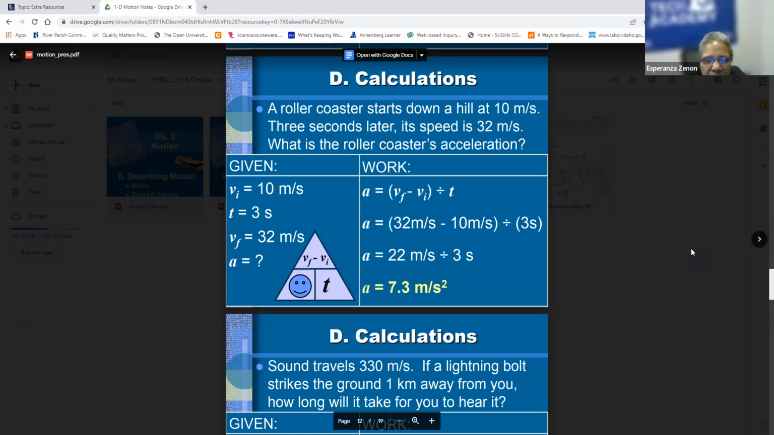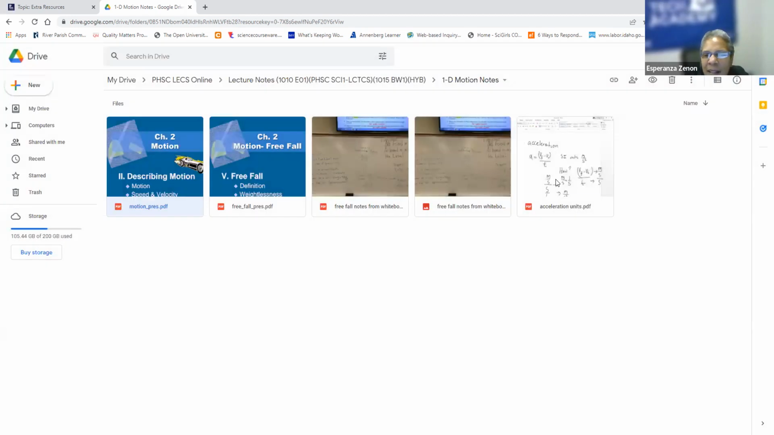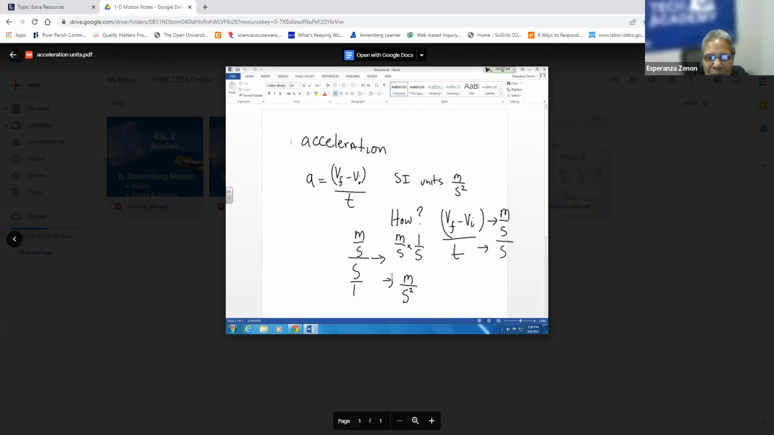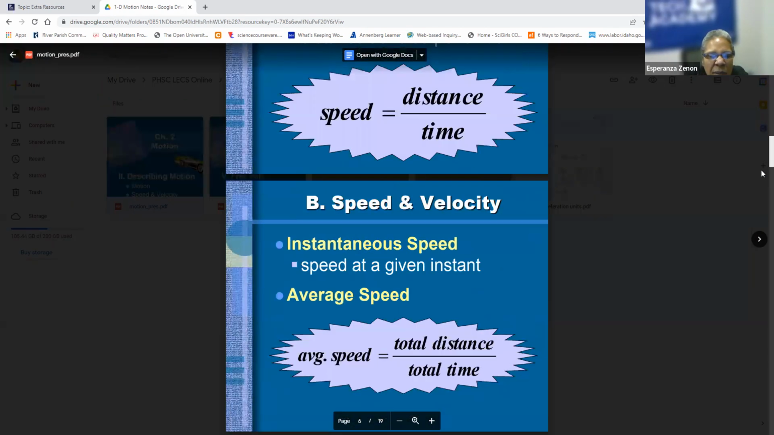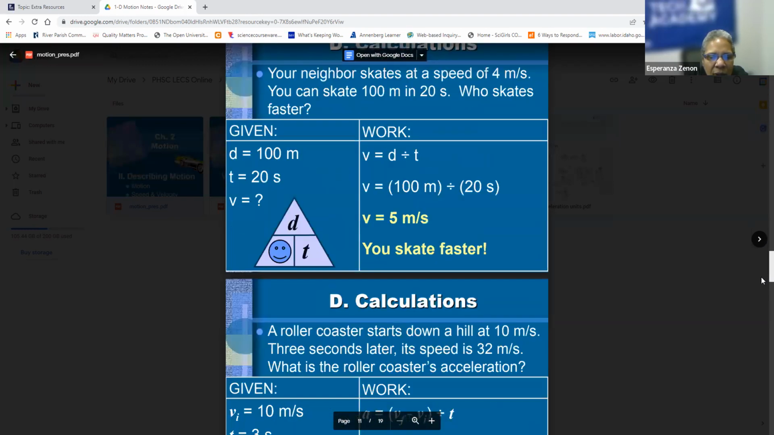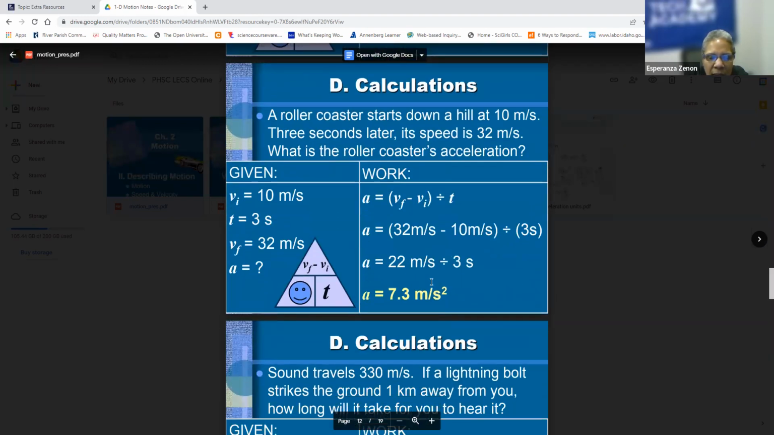That gives me 7.3. You can get that from the calculator. The unit, meters per second squared. Well, remember my old screen here. If you're finding acceleration, what should your unit be? Meters per second squared. Okay. So you see, in that instance, I don't have to go through all that unit business. I automatically know this object is accelerating in meters per second squared.